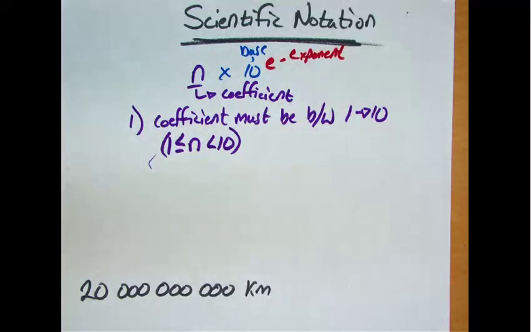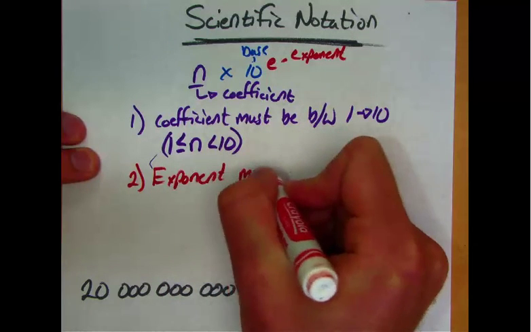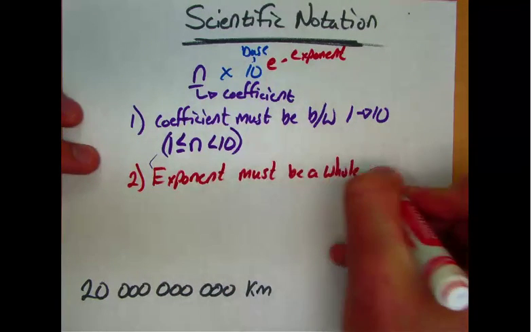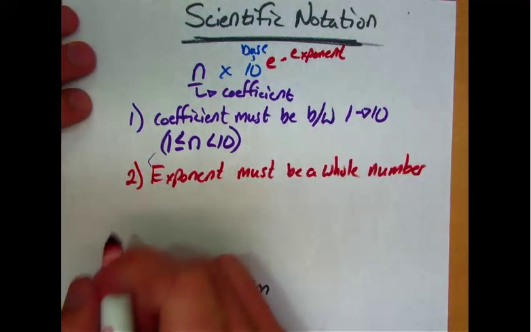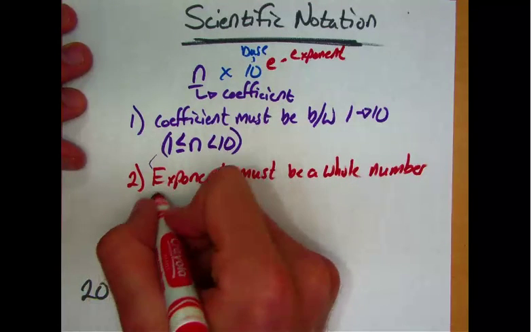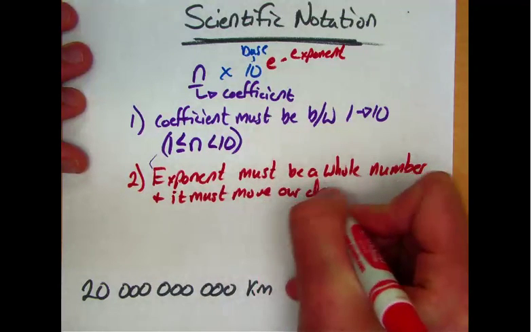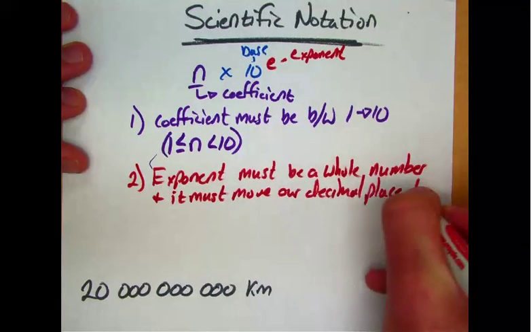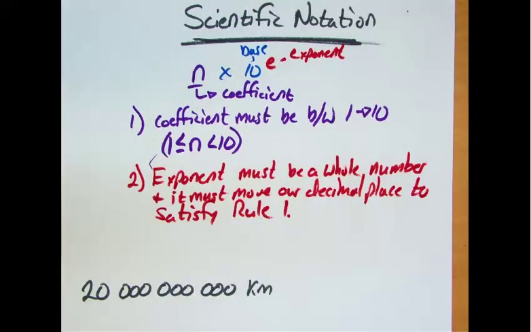Next, our exponent must be a whole number. So it's easiest for me to tell you what's not a whole number. What are not whole numbers are either decimals or fractions. So it cannot be a decimal or fraction, must be a whole number. And it must move our decimal place to satisfy rule 1. All right. And rule number 1 just means that we're pushing the decimal place over so that our new number is between 1 and 10.